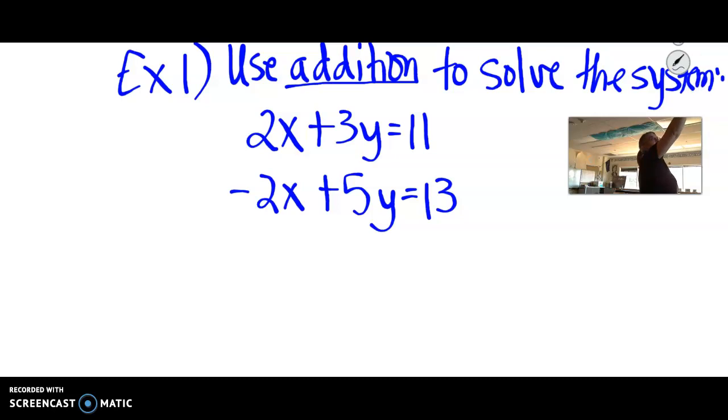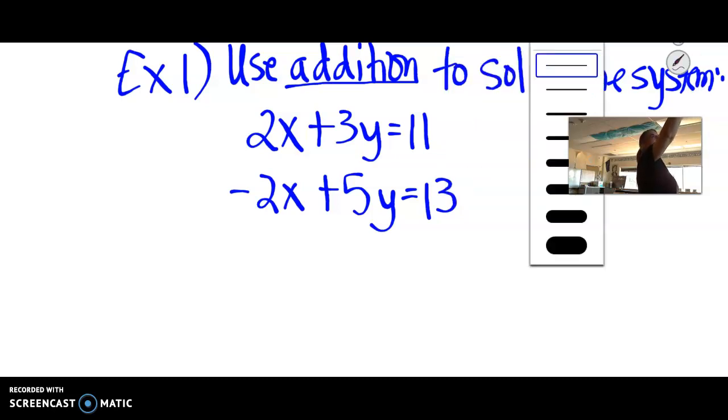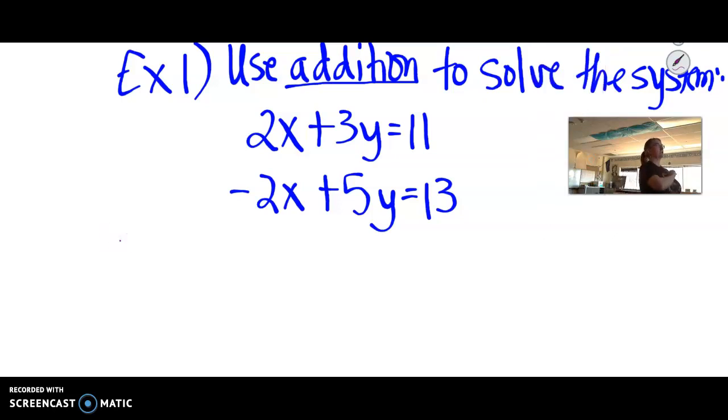So why don't you pause the video and write the problem down in your notebooks, and then follow along as I go through it. Okay, so we're going to use addition to solve this system, also called elimination, because our whole goal with this technique is to eliminate a variable. This one is set up, if you look at this, this is when you're going to want to use this system. Notice that the x's are in line here.